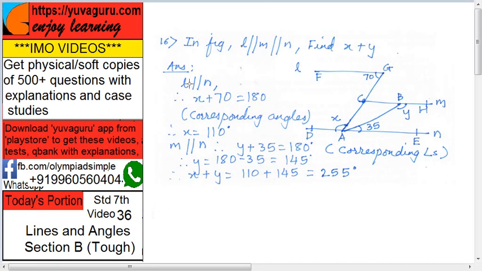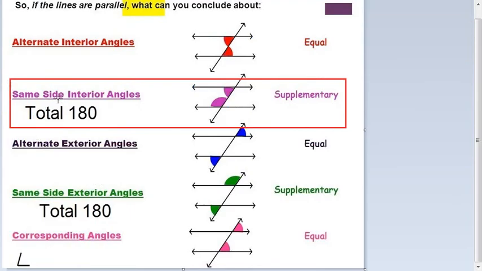Line L is parallel to line N. See, this is L and this is N. It's given that they are parallel. So what happens? These angles become interior angles. This 70 and this x, they become interior angles. What are interior angles? See, these are interior angles. They are always supplementary. Means they are within the parallel lines and on the same side of the transversal. So the total of them is always 180.